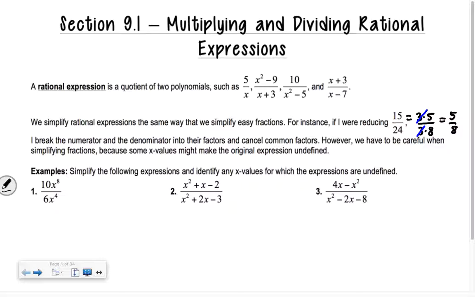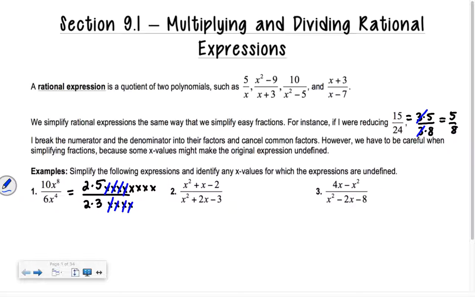So the first one, I have 10x to the 8th over 6x to the 4th. Let's think about just those numbers, the 10 and the 6. What do they have in common? 2. So we think of this as 2 times 5 over 2 times 3. And then our x's: we have 8 x's along the top and 4 x's along the bottom. We've done this in an early chapter, like chapter 5, where we reduced x to the 8th over x to the 5th. Do you guys remember we would think, okay, we have 8 x's and we have 4 x's, and we're dividing by x, right? And so 4 of them cancel on the top and bottom.